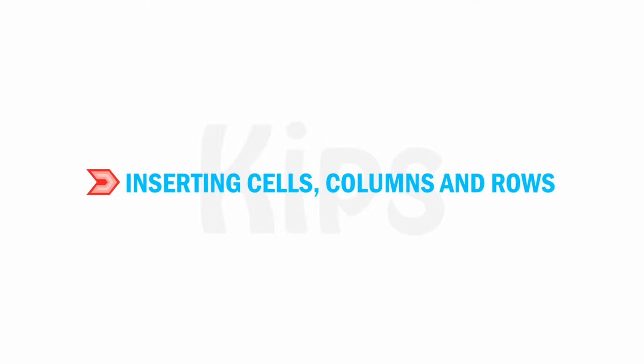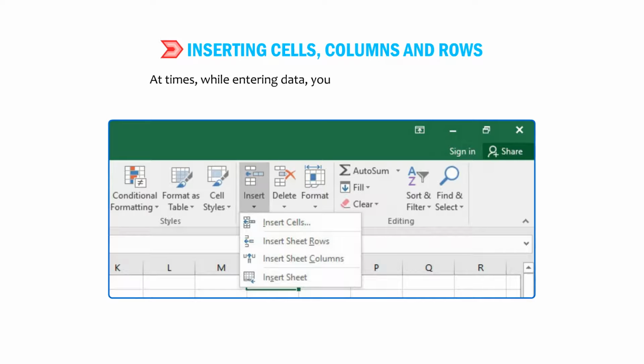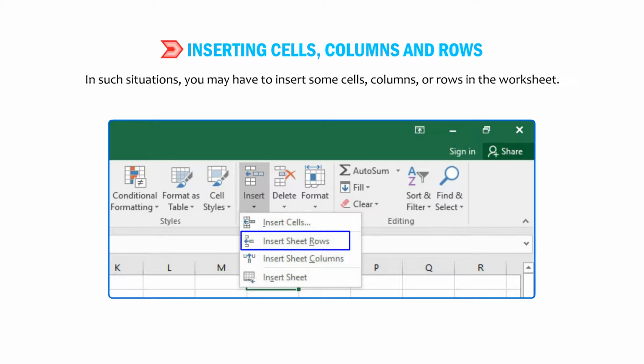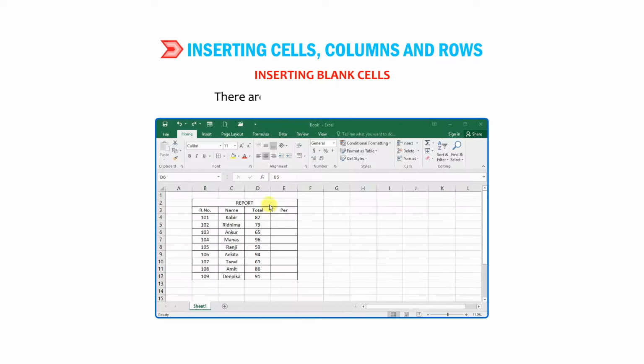Okay, students, now we will learn how to insert cells, columns, and rows. At times, while entering data, you may miss out certain entries. In such situations, you may have to insert some cells, columns, or rows in the worksheet. Let us learn how it can be done. Let me first tell you how to insert blank cells. There are two ways to insert blank cells.